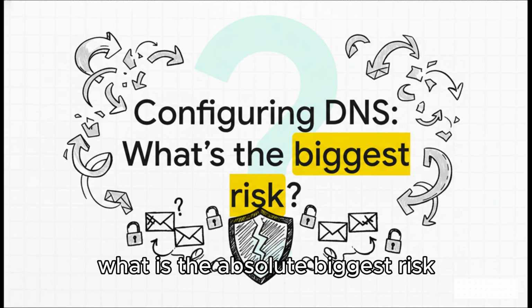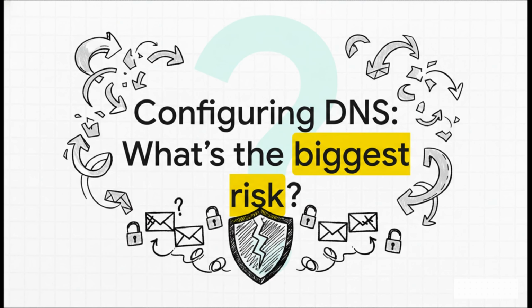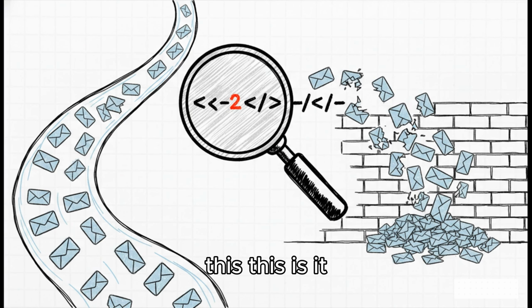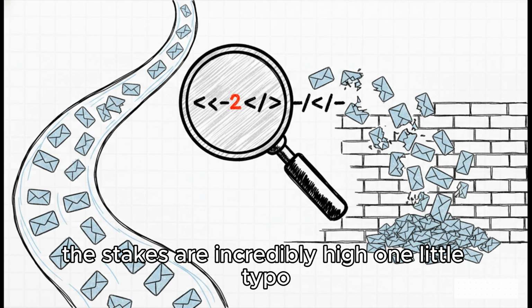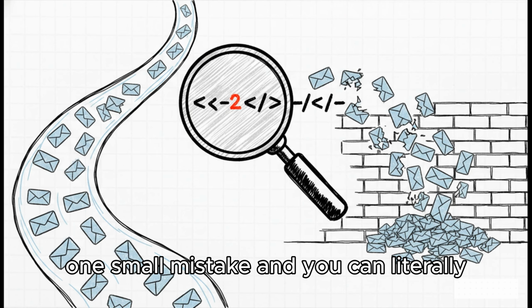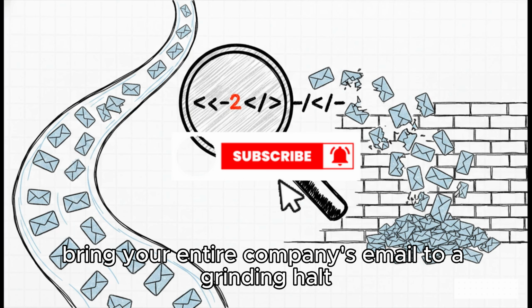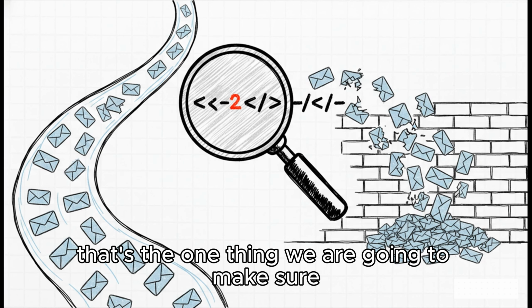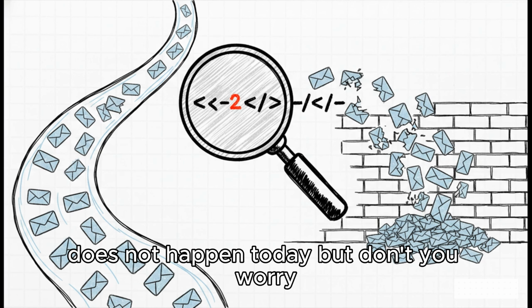What is the absolute biggest risk when you're messing with DNS? This is it. The stakes are incredibly high. One little typo, one small mistake, and you can literally bring your entire company's email to a grinding halt. That's the one thing we are going to make sure does not happen today.